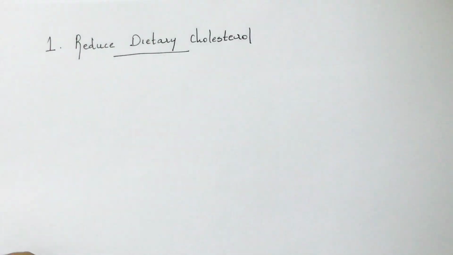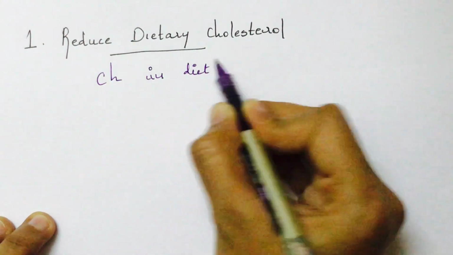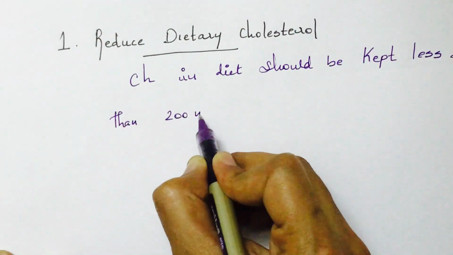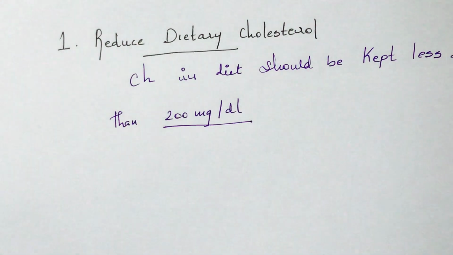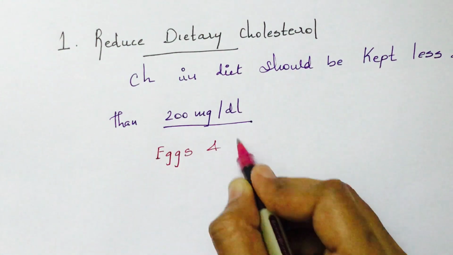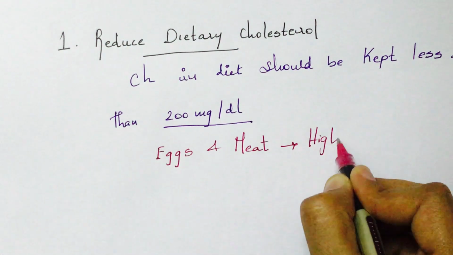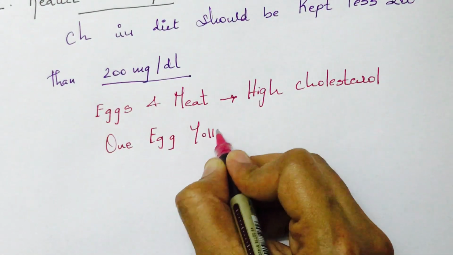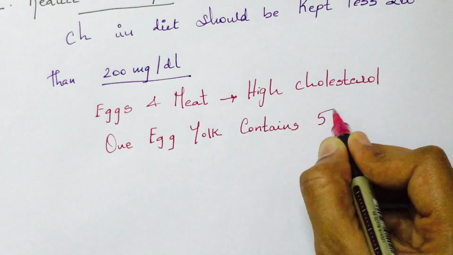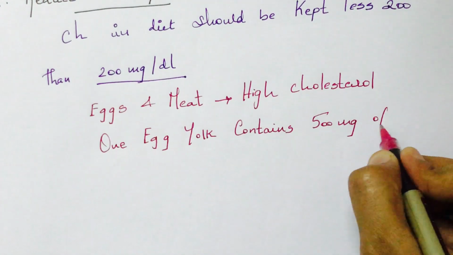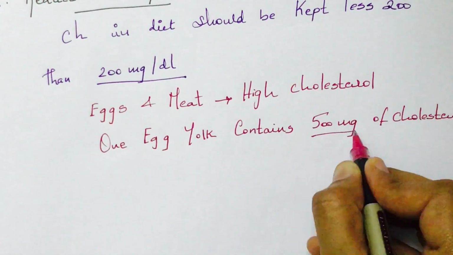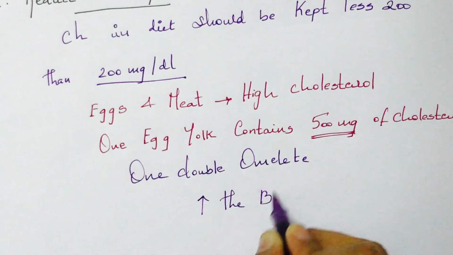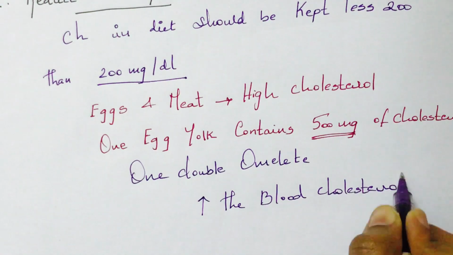So first and foremost is to reduce the dietary cholesterol. Cholesterol in diet should be kept less than 200 mg per day. Should know that eggs and meat contain high cholesterol. One egg yolk normally contains 500 mg of cholesterol. So when we consume 2 full eggs, it increases the blood cholesterol by 15 mg more than the normal required level.